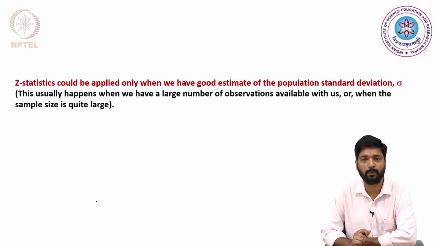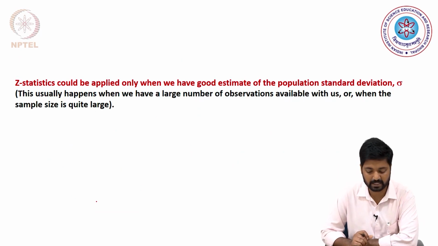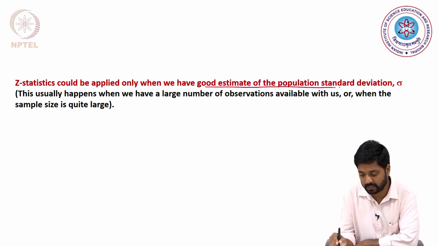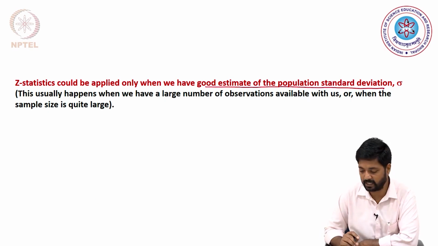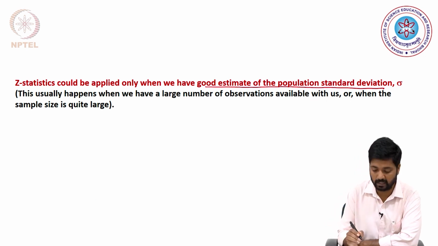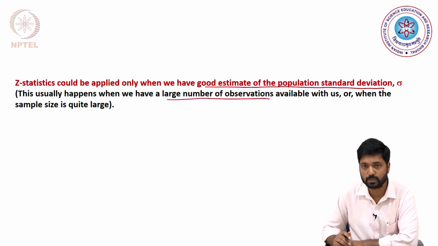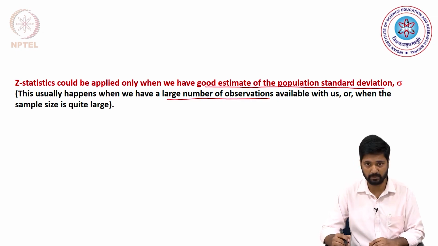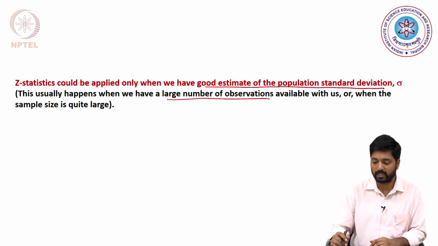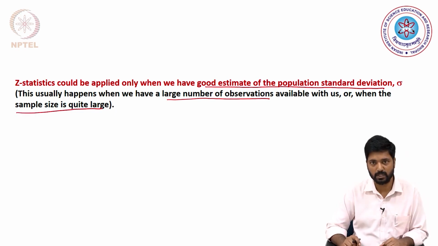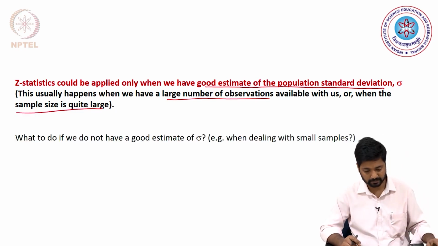Now, it is very important to keep in mind that the Z statistics can be applied only when we have a very good estimate of the population standard deviation sigma. And when do we have that? We have that when a really large number of observations are available to us. So, we have a very good estimate of how a population is behaving, or in other words, when the sample size is quite large. Usually that is not the case.